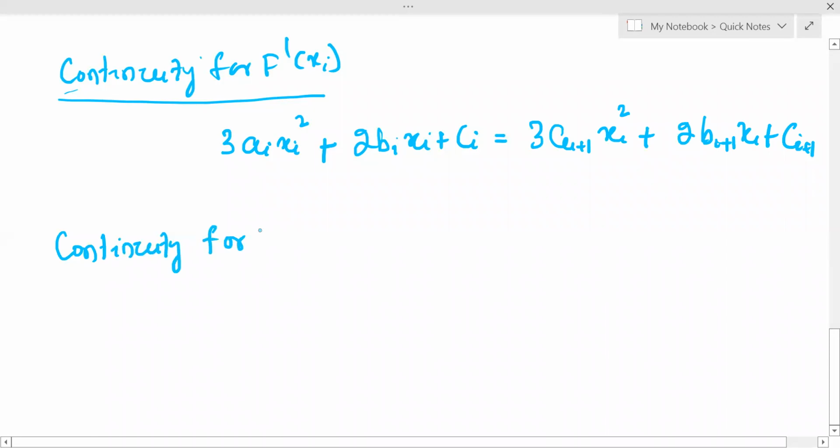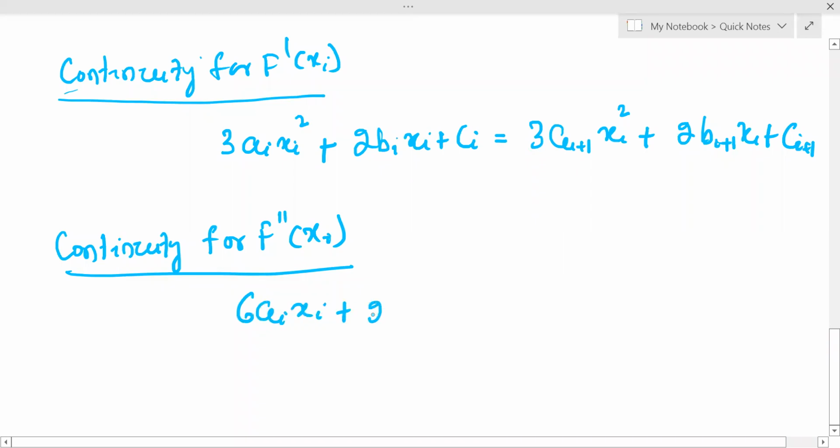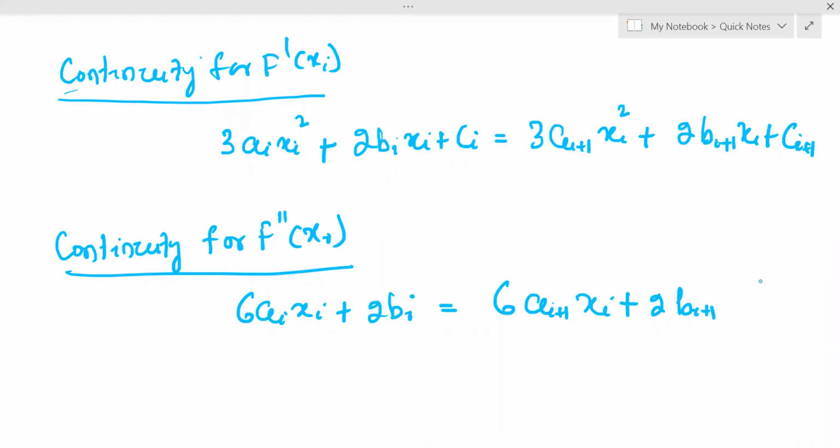Continuity for f double dash xi. Again, we can differentiate that function. 6 ai xi plus 2bi, which is equal to 6 ai plus 1 xi plus 2bi plus 1. These are the continuity function for third or f double dash function.